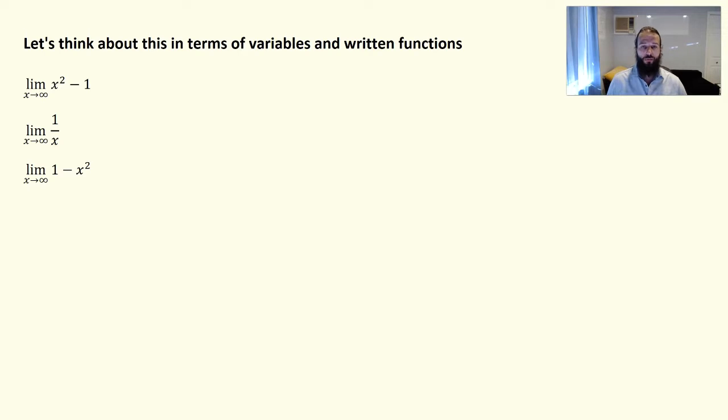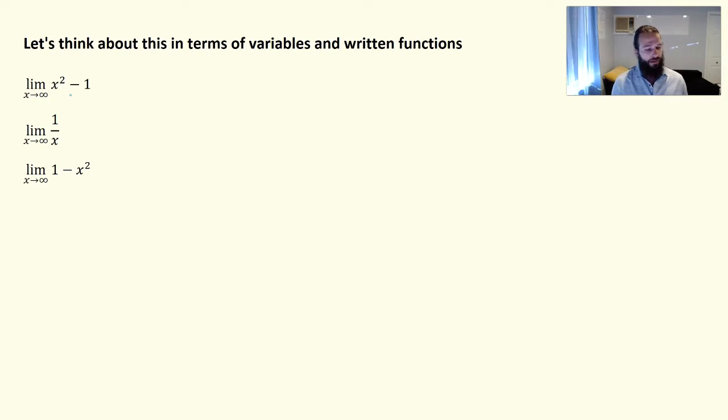In our previous video, we discussed limits to infinity from the perspective of graphed functions. Well, let's think about this in terms of variables and written functions, which is how we're going to be dealing with these most of the time. So let's say instead of giving you a graph, I give you a function. So now I want the limit as x approaches infinity of x squared minus 1.